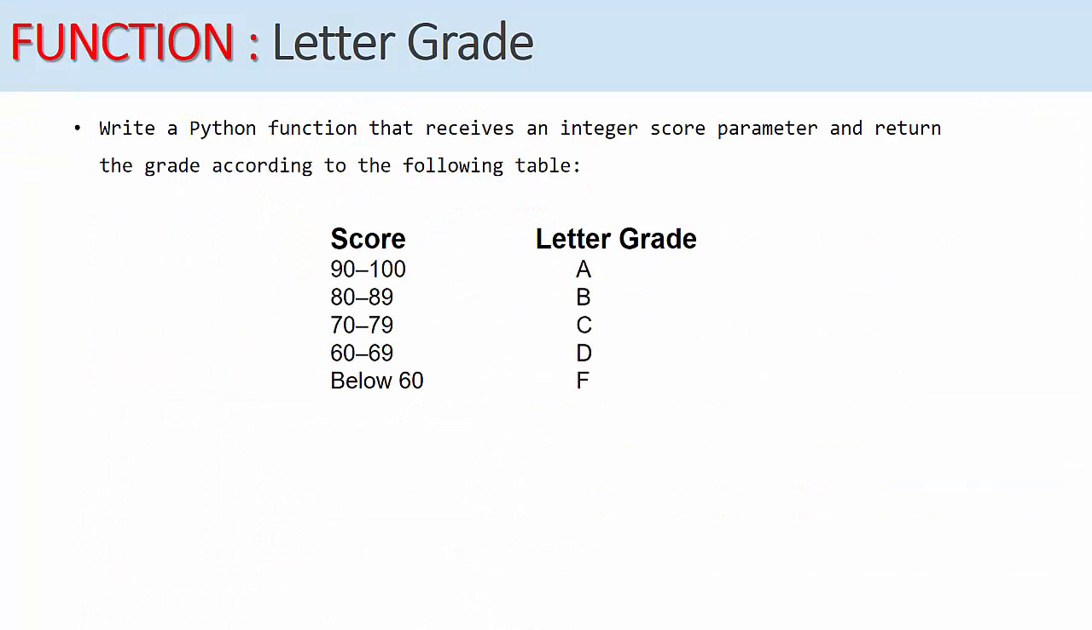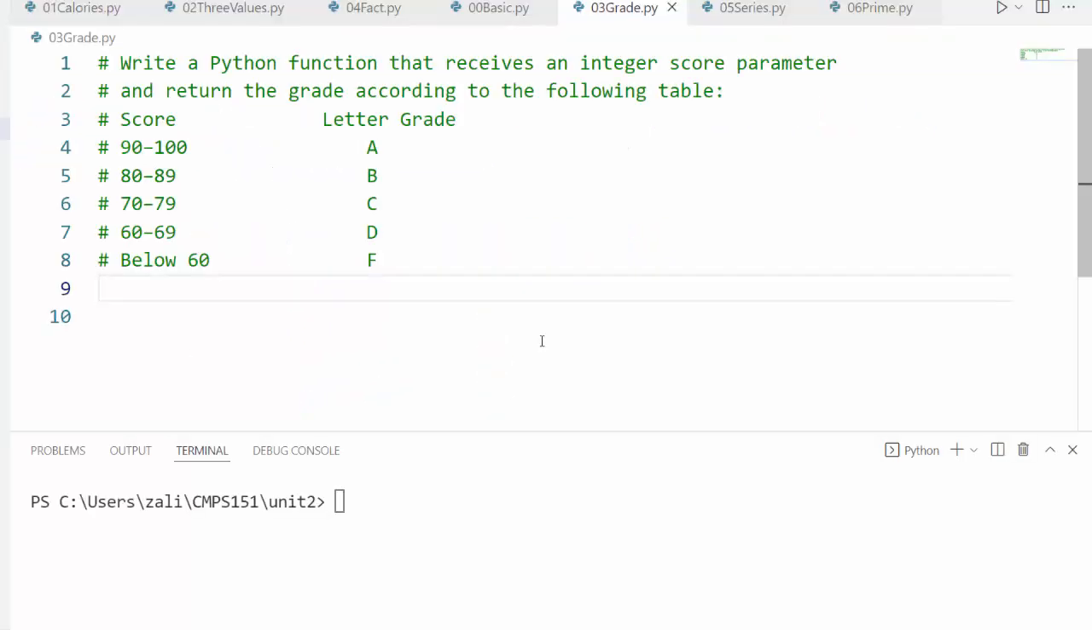This time we're going to do a function that gets the score of a student in a course and returns the letter grade according to this table. 90 to 100 A, 80 to 89 B, and so on. Below 60 is going to be F. We'll not do validation here, we'll do it in the next one. Let's do it in code. So our function is going to receive a score. So let me call the function getGrade and here score.